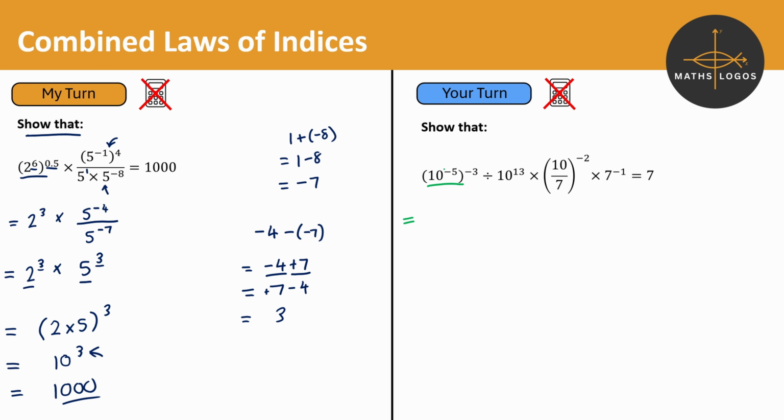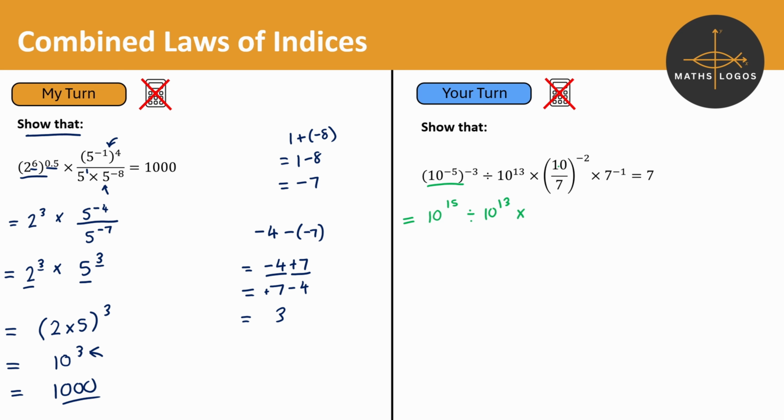Let's deal with this first bit. So 10 to the -5 all to the power of -3. Simply multiply your indices together. -5 multiplied by -3 is positive 15. Okay, I'm going to leave this bit as it is for now. So 10 to the 15. And then I'm going to deal with this bit.